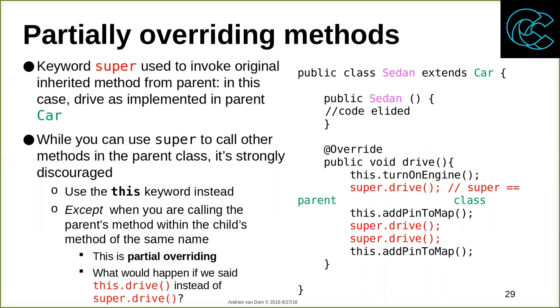So there's a trivia question. What would happen if we use this.drive instead of super.drive? Recursion. Yes, it will result in recursion. So super refers to the parent class, right? This refers to the object instance that is of the current class. So if you say this.drive, it is the same as calling the drive of sedan. So it will simply result in a recursion.